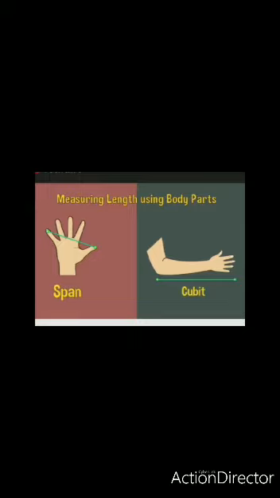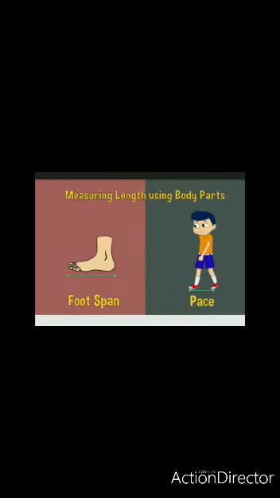The distance between the elbow and the tip of the little finger is the cubit. The distance between the big toe and the end of the ankle is the foot span. The distance covered in a single step while walking is a pace. Every person's hand, feet and arms are of different sizes, so when different people measure objects using their hand, feet or arms, each one will get a different measurement of the length.